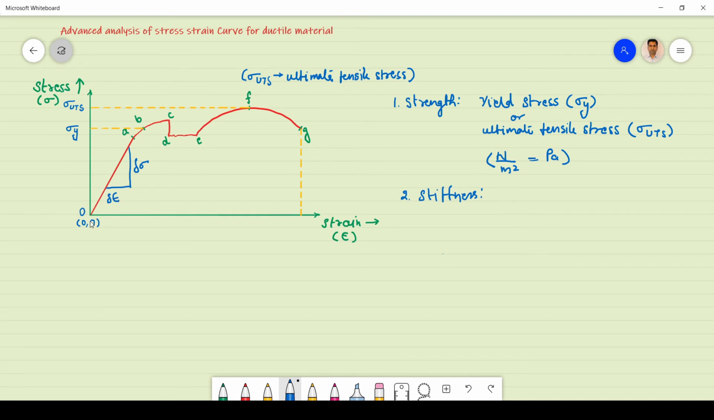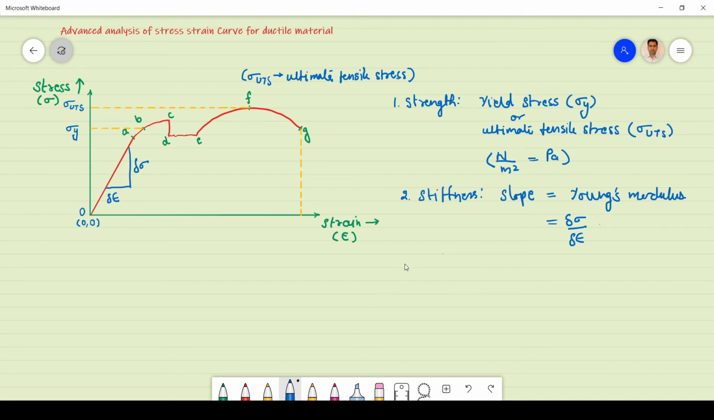Now the slope of this line, OA line का जो slope है, that will give you the value of Young's modulus. So here slope of line OA will give you the value of Young's modulus, and this is equal to del sigma by del epsilon, and this is the measure of stiffness. कैसे? As the value of Young's modulus rises, means higher value of stress is required for the same deformation, right?